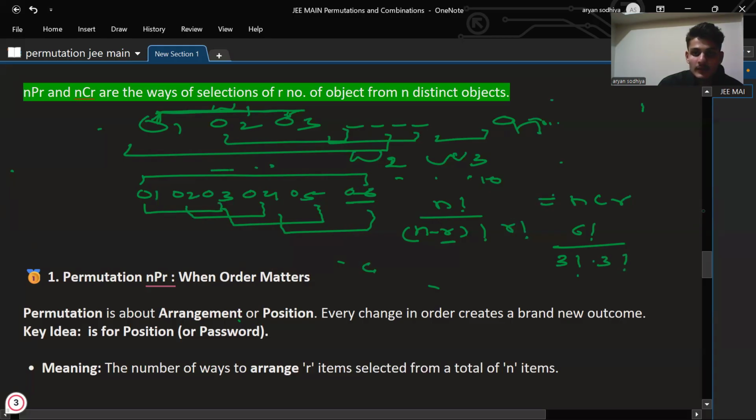So let's solve this. 6 into 5 into 4 into 3 into 2, and this becomes 3 into 2 and 3 into 2. So 3 into 2 is 6, and that is cancelled, 3 into 2 is cancelled here. So here comes 20 ways.